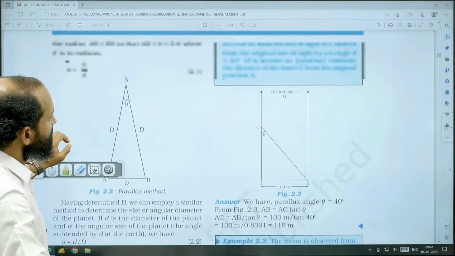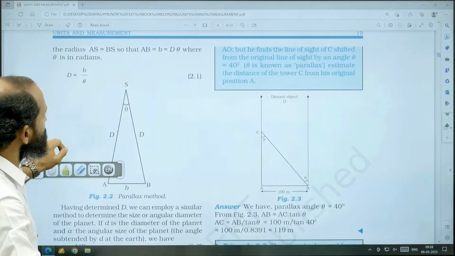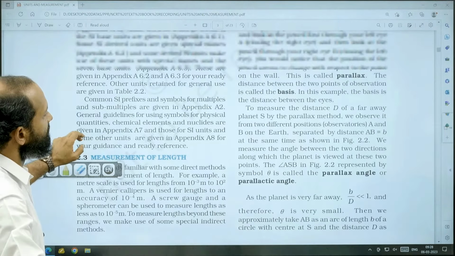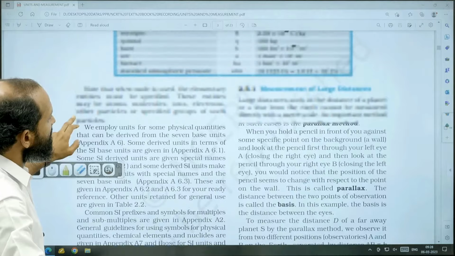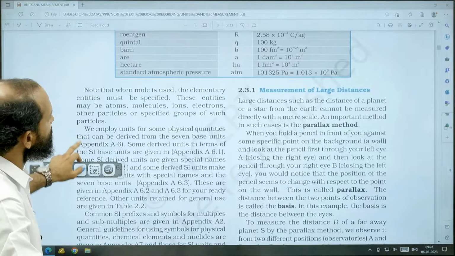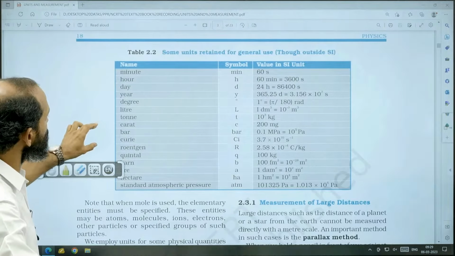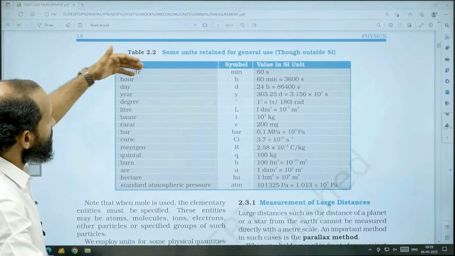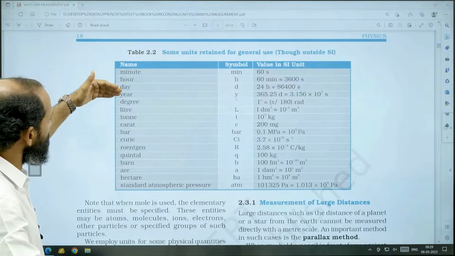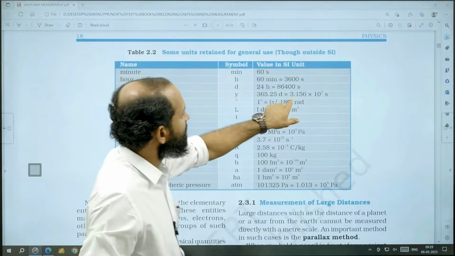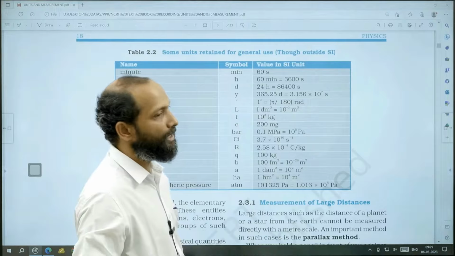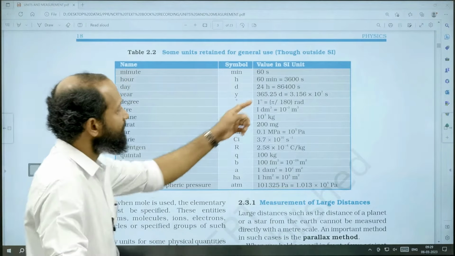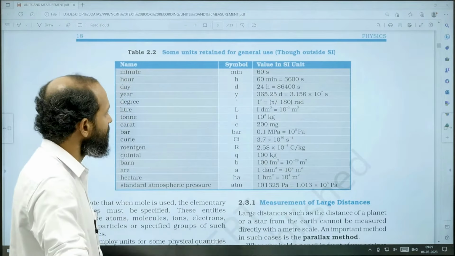See this, whatever we have discussed has been given here. Angle is equal to arc divided by radius. And for the parallaxic angle, you have to go through these tables also. Minute is 60 seconds, hour is 3600 seconds. In 1 year, how many seconds are there? 3.156 into 10 to the power 7 seconds. In 1 day, how many seconds? 86,400 seconds. Learn all that by heart.